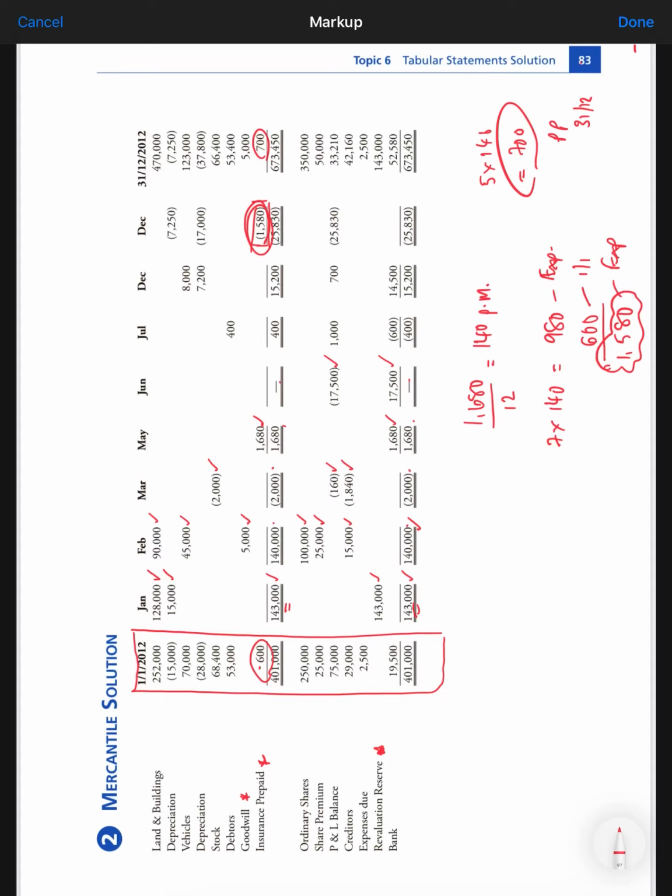So a payment of 600 was received from a debtor whose debt was previously written off and who now wishes to trade with Mercantile PLC again. This represents 60% of the original debt, and the debtor has undertaken to pay the remainder. Okay, well, this is relatively easy, gents.